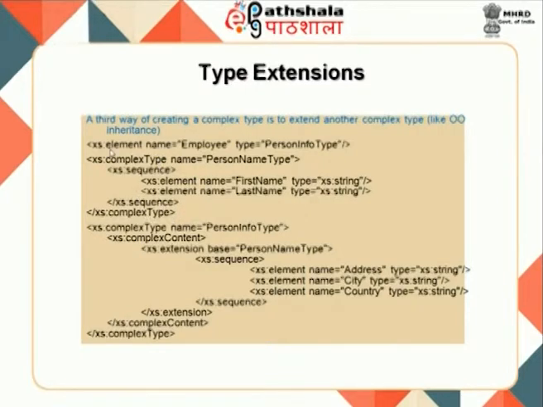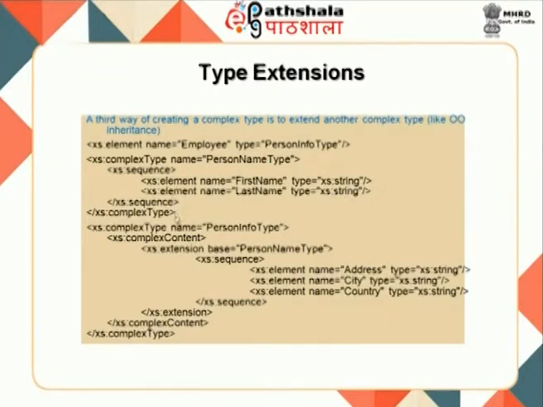This is an example of creating the complex type. So here you can see that the element name is employee, the type is given as person info type. So now you define this to be a complex type. So the complex type has got a name called person name type. Now, the element employee has got two other sub elements called first name and last name. These are defined as basic types.